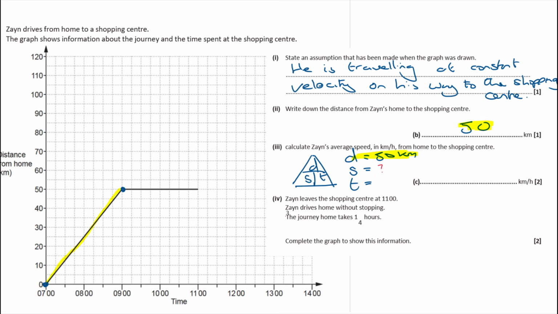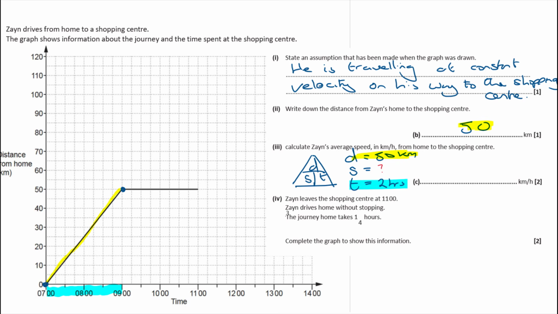Time, what's the time? How long did it take him to get there? Well, if you look at the bottom of the graph here, he set off at 7 and arrived at 9. Well, it took him 2 hours to get there. It was a long journey. So it took him 2 hours to get from his home to the shopping centre.